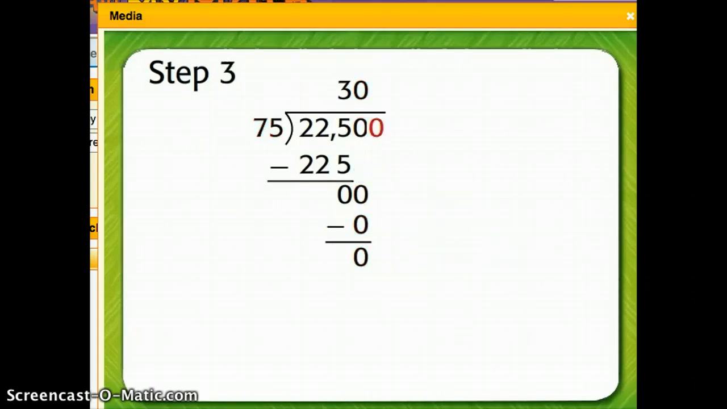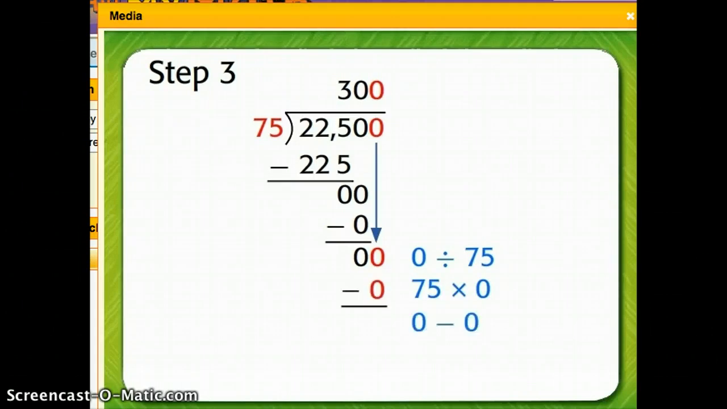Finally, divide the ones. Bring down the last 0. 0 divided by 75 is 0. 75 multiplied by 0 equals 0. 0 minus 0 is 0. 22,500 divided by 75 is 300.